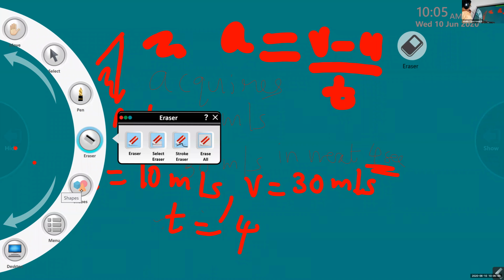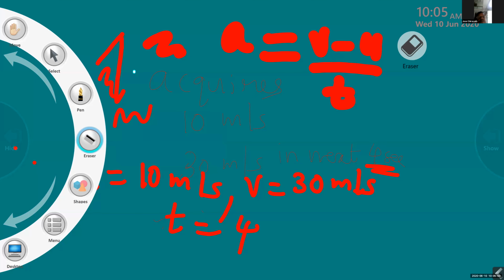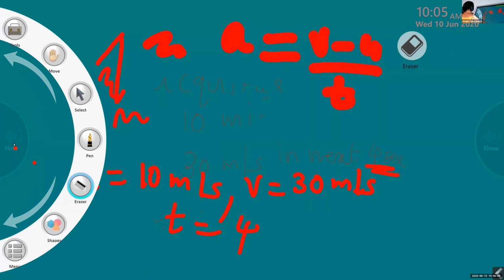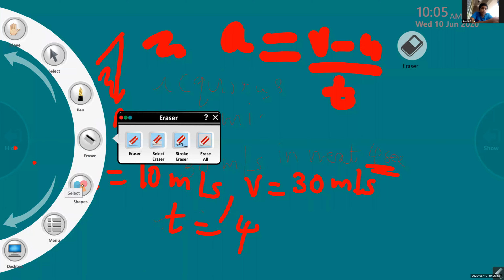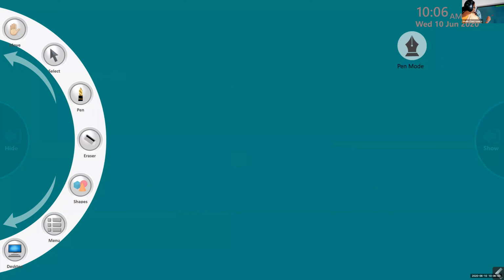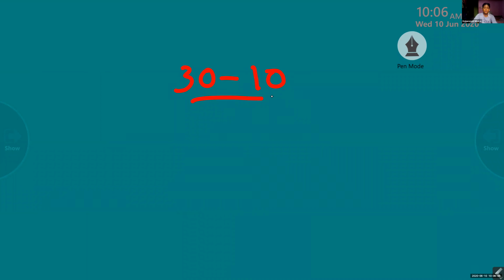What is the next? Next means you have to substitute in the equation. 30 minus 10 by 4. That is acceleration. That is equal to 20 by 4, which is 5. What's the SI unit? 5 meter per second square.